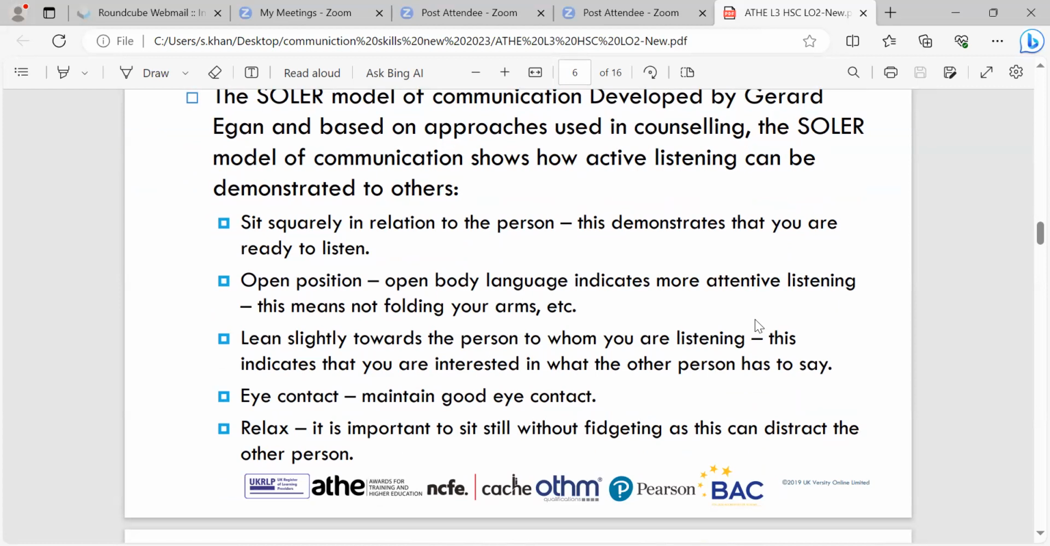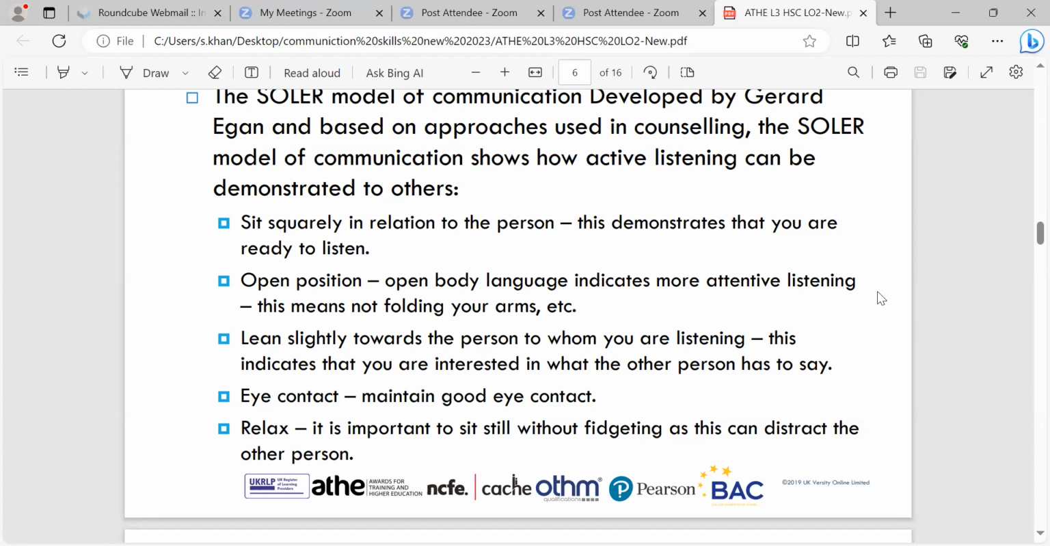Open position. Open body language indicates more attentive listening. This means not folding your arms. Lean slightly towards the person to whom you are listening. This indicates that you are interested in what the other person has to say.